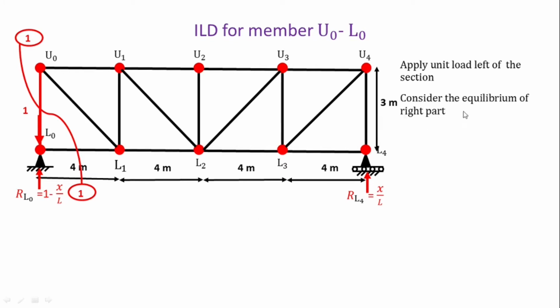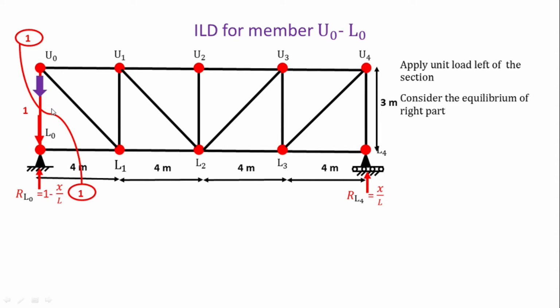And consider the equilibrium of the right part. For the sake of calculations, we have to consider the right part for the equilibrium conditions of the section. We have to ignore the left hand side. So on the right side, which are the forces? One is U0 L0, then L0 L1, and this vertical reaction RL4. So if you apply the sigma Fy condition, only the 2 forces are there and the unknown is U0 L0.